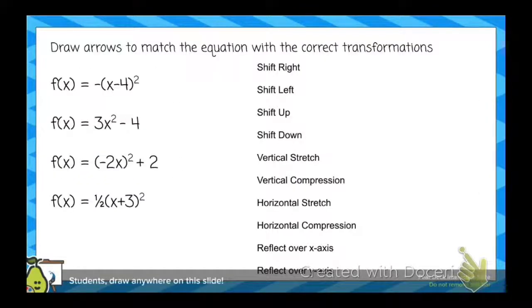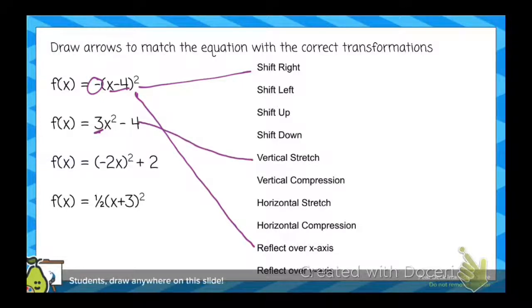All right, so what we're going to do now is just review our transformations. We did this in class with Pear Deck just to double check to make sure we knew all of our transformations. So x minus 4, that would go to the right. That negative on the outside would be a reflection over the x-axis. A number multiplied out in front that's larger than 1 is a vertical stretch. Minus 4 would be a shift down because it's away from the x, outside the parentheses.